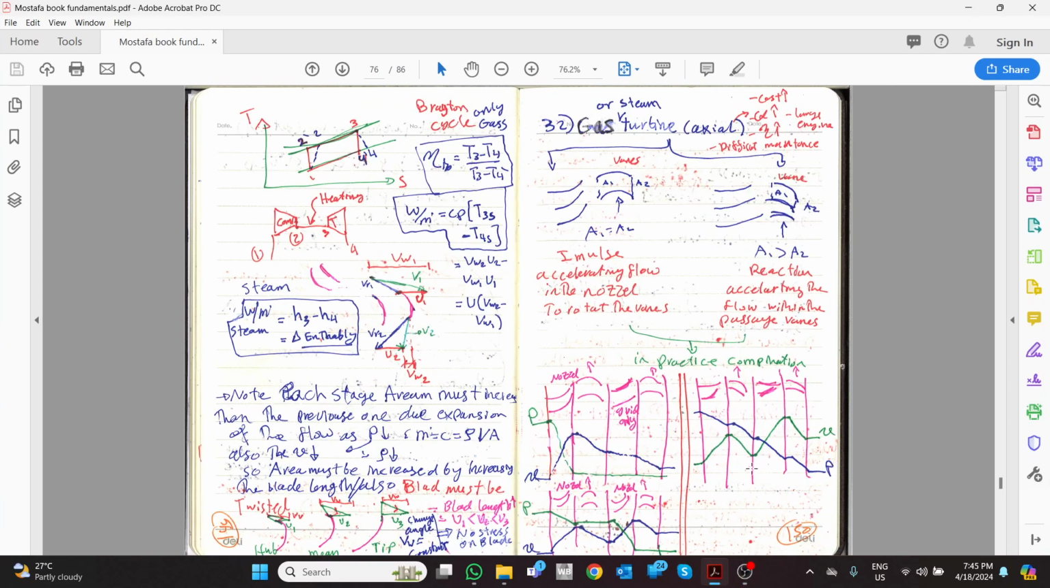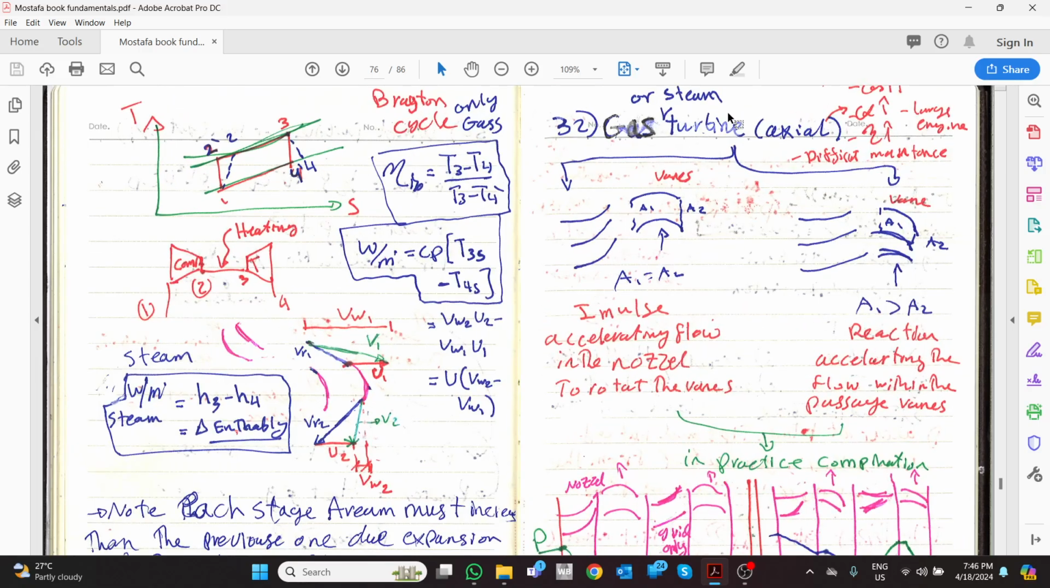Okay, now we're going to continue with the gas turbine or the steam turbine, or both, it is the same. Of course, the media itself is going to change, but the component is the same. Yet some of the calculations are going to change due to the media that changed. We're going to open the subject about the axial gas turbine or the steam turbine.